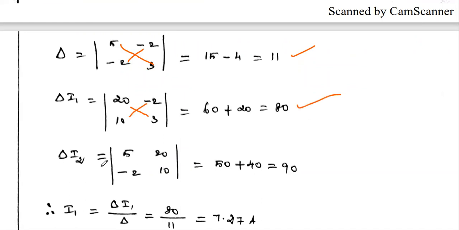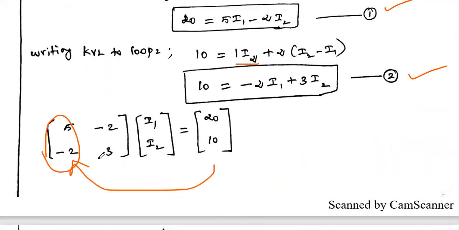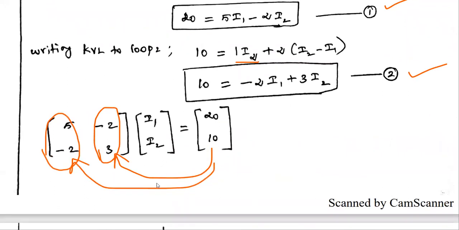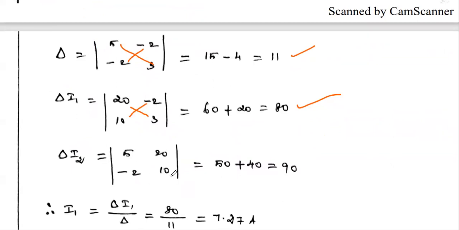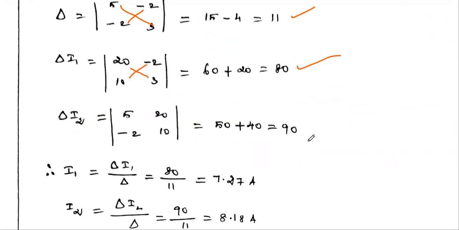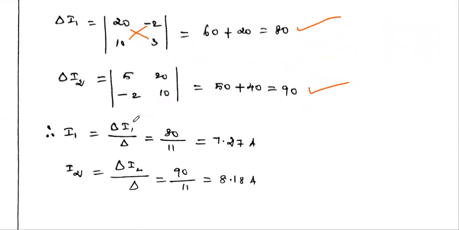Similarly, del I2 is calculated by replacing the second column of this matrix by the constant values. So 5, minus 2, 20, 10. So you just find the determinant. We can get 90. Okay. So after calculating del I1 and del I2, the ratio del I1 by del is called I1. So 80 divided by 11, it's 7.27 amps. So this is the current flowing in the first mesh.